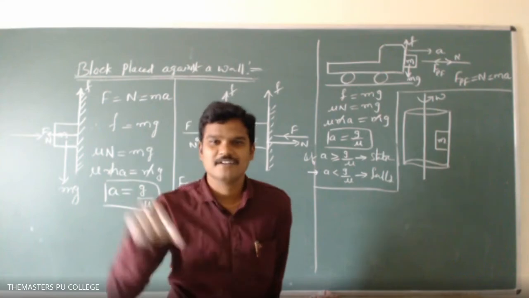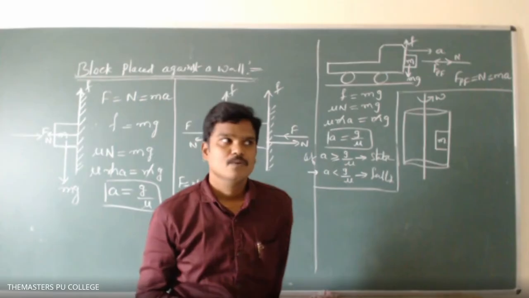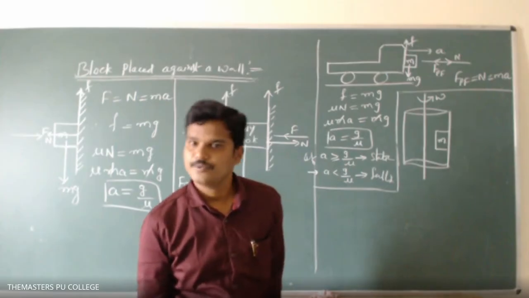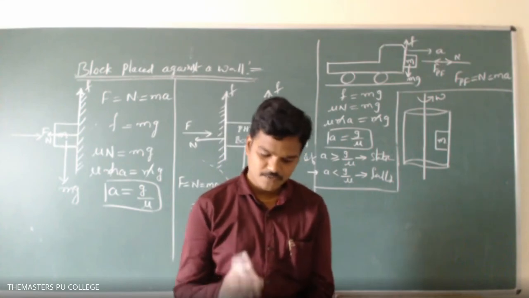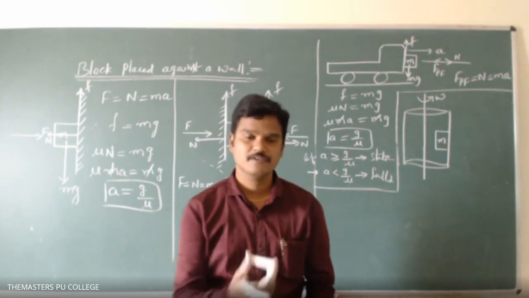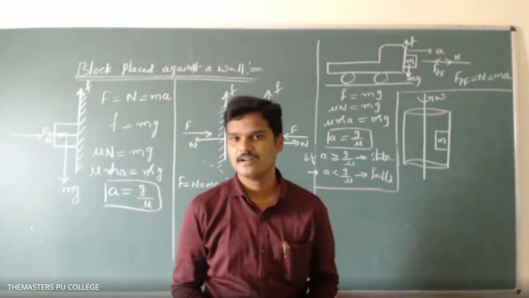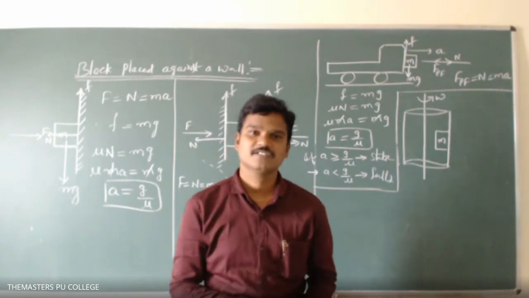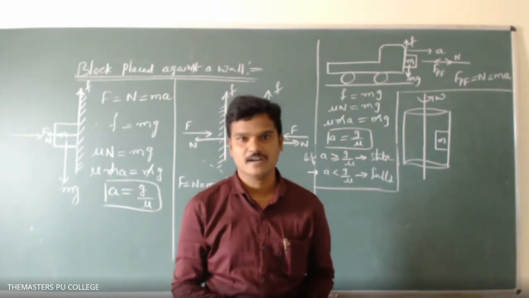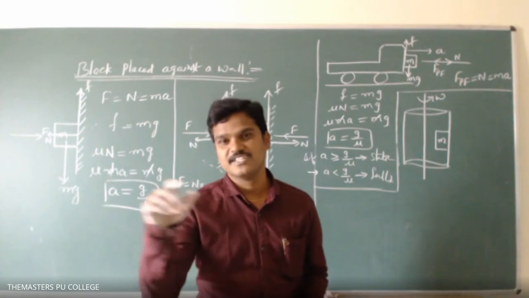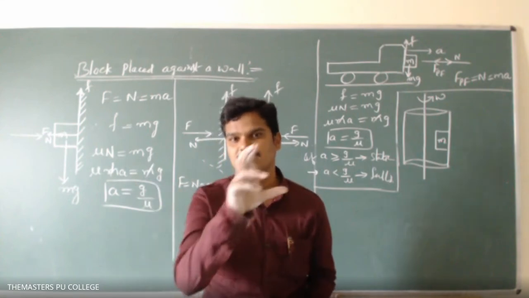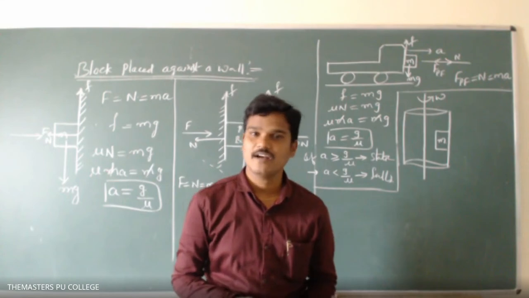Sir, the vector topic is not done for us, sir. Sir, the topic is not explained for us. Okay, no problem. So there is a formula: a is equal to v square by r. Okay, we will see in the other case also. Centripetal acceleration formula: a is equal to v square by r. And one more formula is that v is equal to r omega. v is the linear speed, omega is the angular speed.